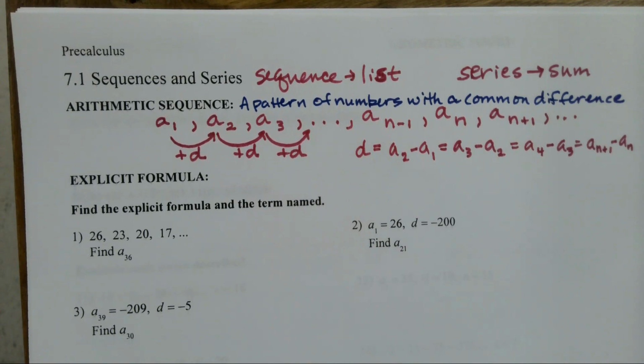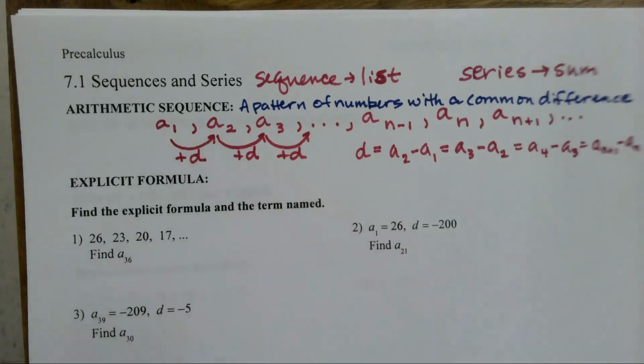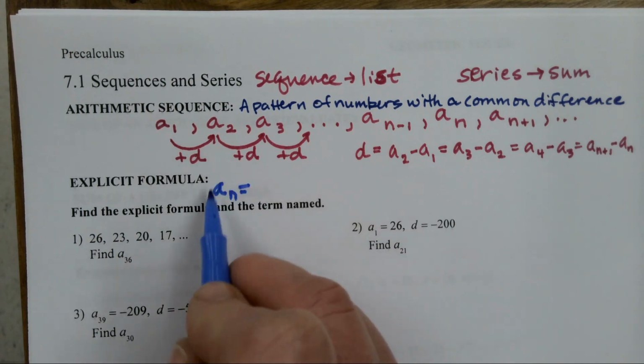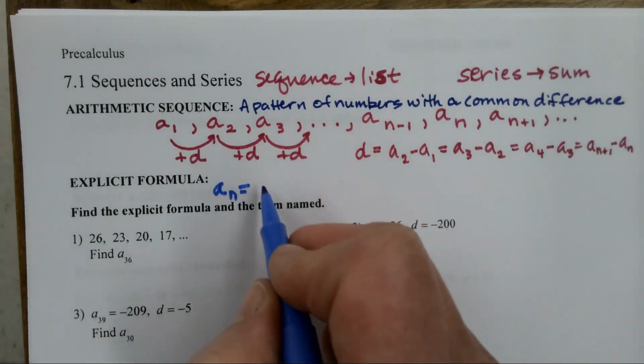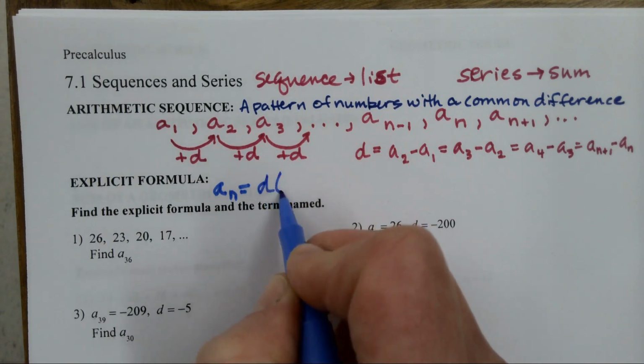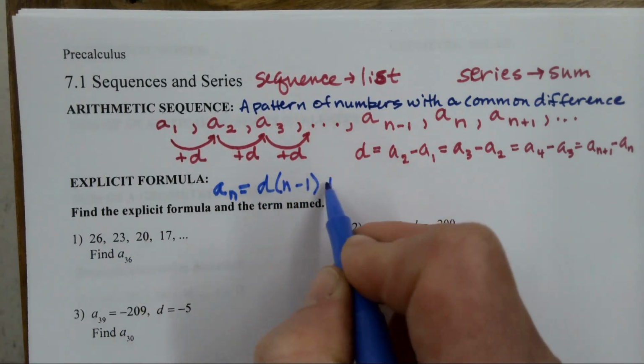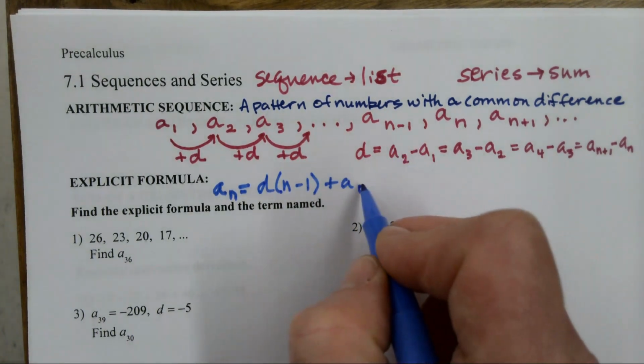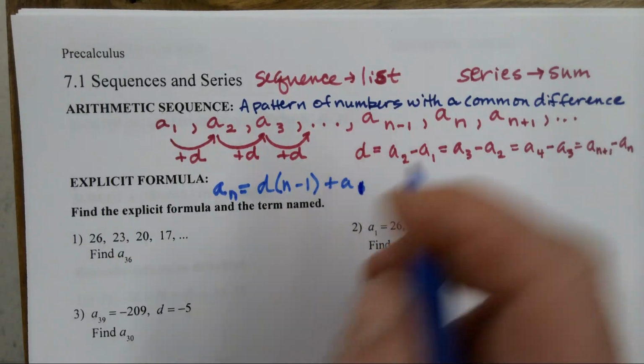All right, so a pattern of numbers with a common difference. And when we talk about something called the explicit formula, all it is is a form that will generate any sequence number that I want. And we have two variations of it. We have the one that you'll see often: a sub n can be found. That means any term can be found by taking d times n minus 1 plus a sub 1.